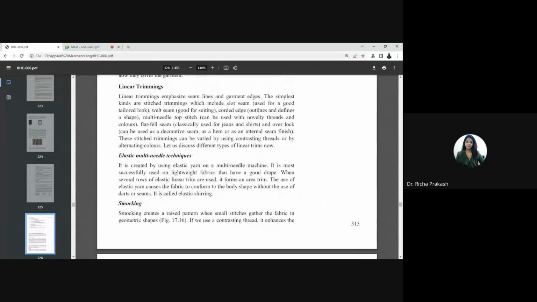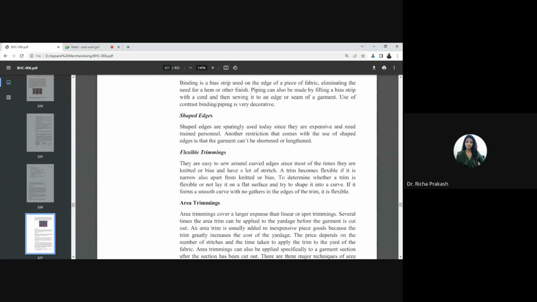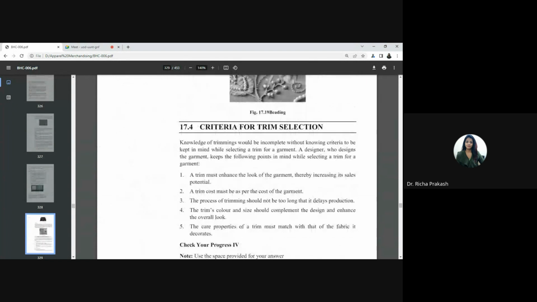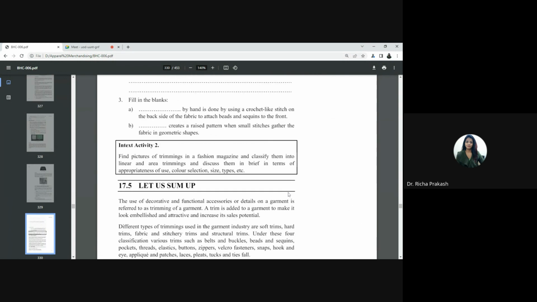Now classification of trimmings, different types of trimmings. Linear, there are certain things that go in a very linear way. Then embroidery is there, of course, beading, all these things. Criteria for trim selection is based on the type of the fabric, the costing. Trimmings enhance, what kind of enhancement, aesthetic look that you want to give. Costing, I just mentioned. Process of trimming should not be too long because it delays the production. Of course, it depends on the color and size, and care properties depending on the fabric.